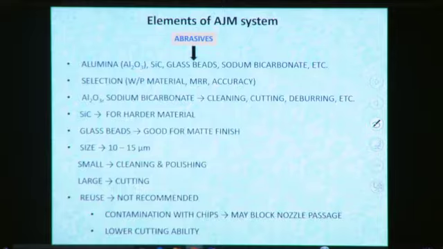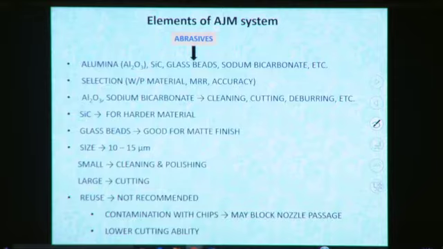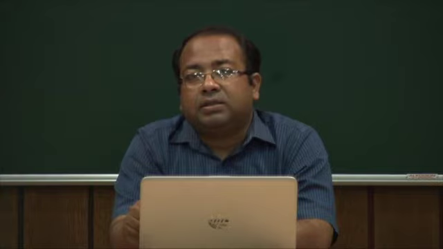The size of these abrasive particles is like 10 to 15 micron. This is the smaller size. These smaller size abrasive particles are used for cleaning and polishing purposes. Suppose some layer of grease or oil is on a workpiece surface. This layer can be removed by the abrasive jet machining process. In that case we use smaller size abrasive particles because the kinetic energy will be less. We need less kinetic energy to remove the grease or oil layer from a workpiece.